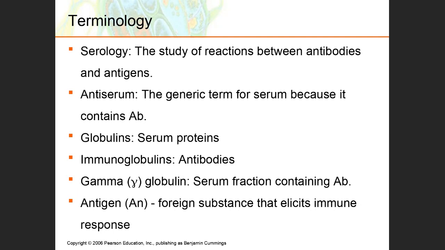And so we call serum proteins globulins. And the antibodies are immunoglobulins. And that portion of the serum containing antibodies is called the gamma globulin. And the antibodies are going to bind to antigens, those foreign substances that trigger an immune response.